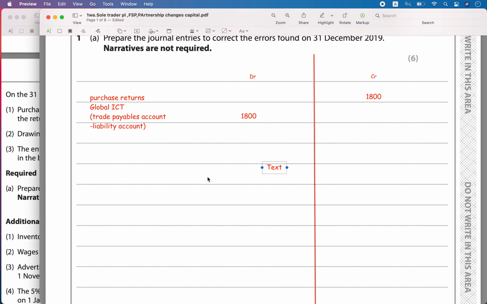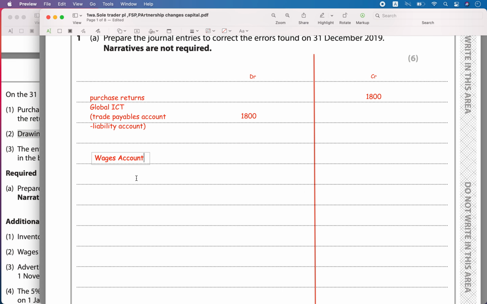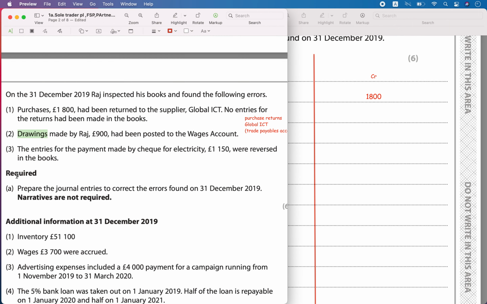Now the second correction is for the drawings paid by Raj, £900, which had been posted to the wages account. So I'll have to remove that entry from the wages account, and I have to make a correct entry into the drawings account.